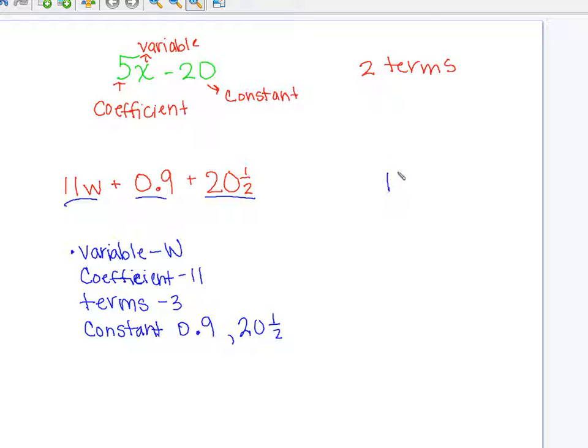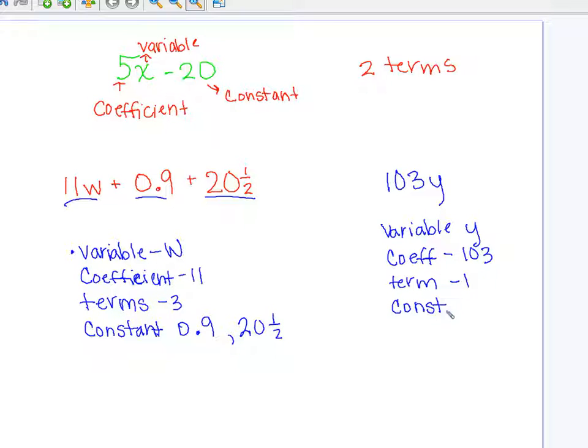Like, take a look at number 2. It is 103y. Start with what you know, the variable is y. If you have a variable, you have a coefficient. I'm going to abbreviate it. 103. There's only one part of the problem. So there's only one term. And there is no constant. So we're just going to write none.